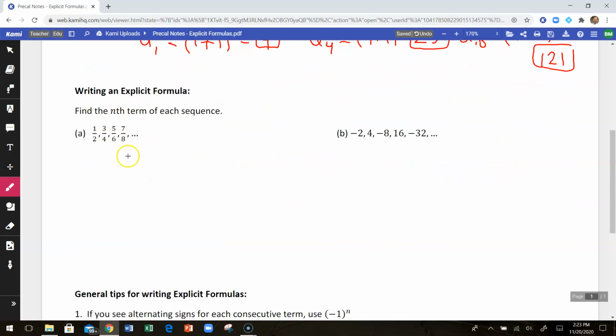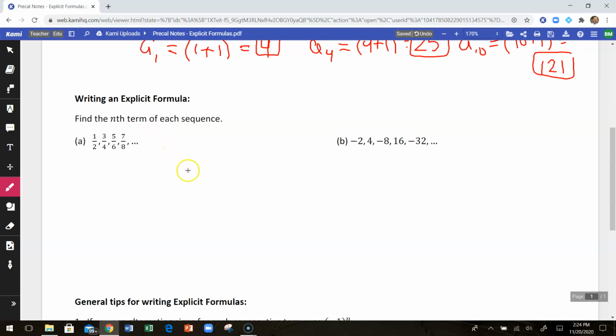Okay, so now if we have a listed sequence, the goal is to write the explicit formula. We want to look for the pattern, and think about the ideas we had for how to write, hey, these are all the even numbers, or these are all the odd numbers, or these are all the perfect squares, or the powers of 2, or whatever it happens to be. We want to think about those little parts that we're going to use to write the total explicit formula. So if the directions are to find the nth term of a sequence, that is what you are trying to do: write the explicit formula for the sequence.